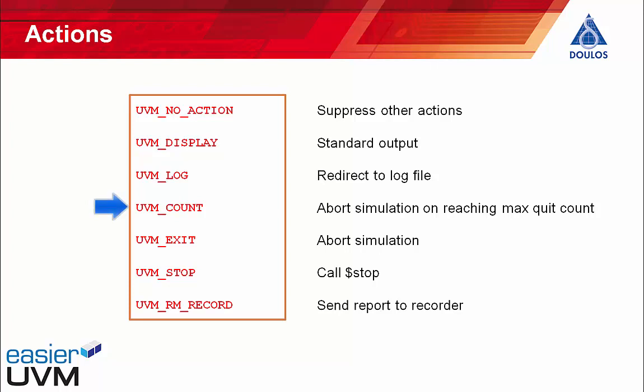UVM count will count the number of reports and on reaching a maximum quit count abort simulation. You can set the maximum quit count by calling the set max quit count method. UVM exit then immediately aborts the simulation. That's the default action where the severity level is fatal. UVM stop does a soft breakpoint, it calls $stop. And UVM RM recorder sends the report to the UVM recorder.